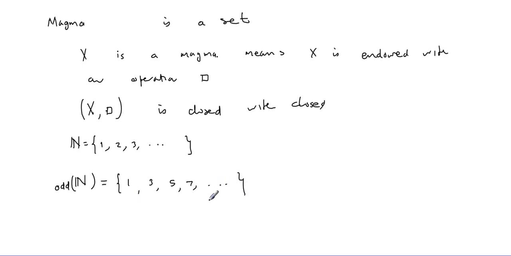So this shows that we're doing it with odd numbers. Is this a magma with respect to addition, like the previous one? No. Why? Well, if I add 1 and 3, I'm going to get an even number. Exactly. 1 plus 3 will not get us to odd naturals. So it's not a magma.